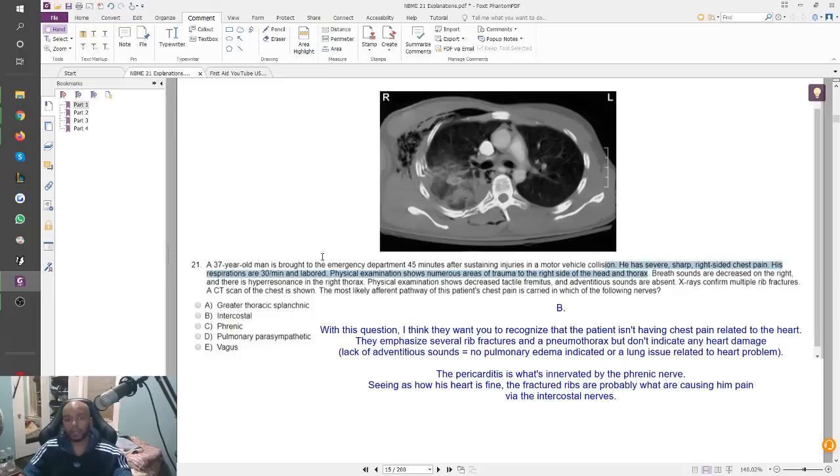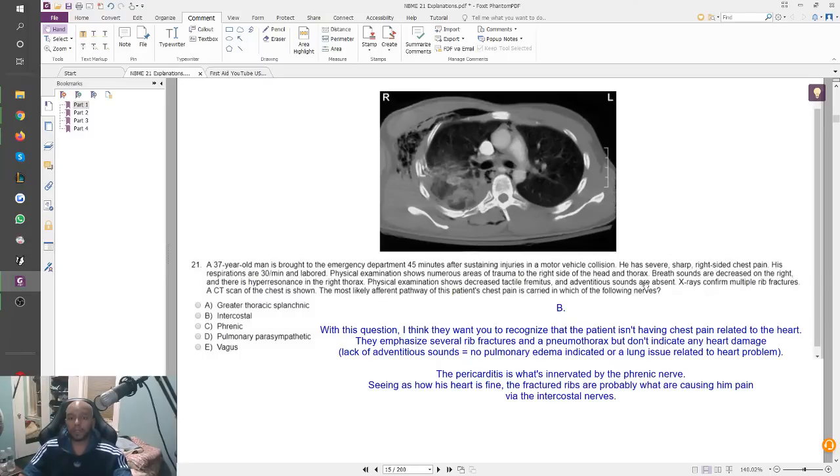So while you're reading these things, you want to imagine this patient in front of you acting like this, right? Respirations of 30 per minute and labored, right? Normal respiratory rate, when you're not really in crazy pain, you just breathe about 1 breath per 2 seconds, right? So his isn't so far off, but it's labored, okay? Physical exam shows numerous areas of trauma, right? He's gotten all beat up, head and thorax.